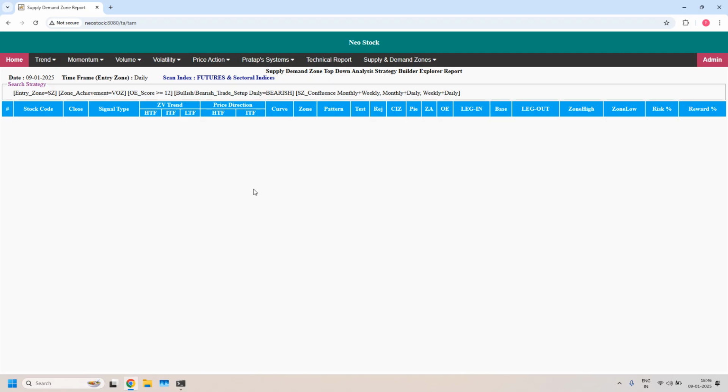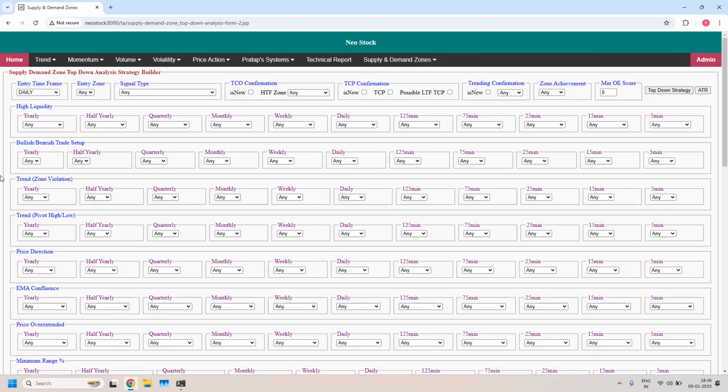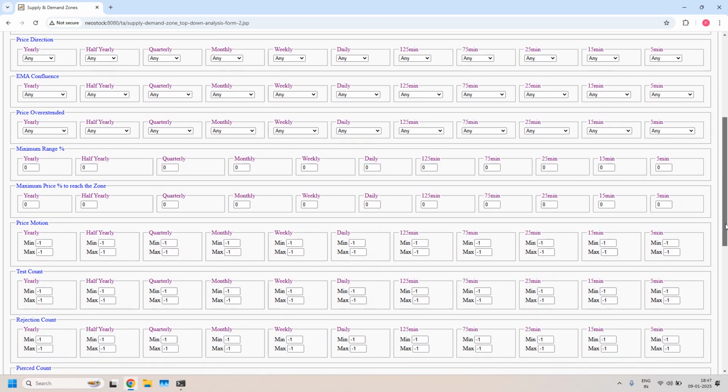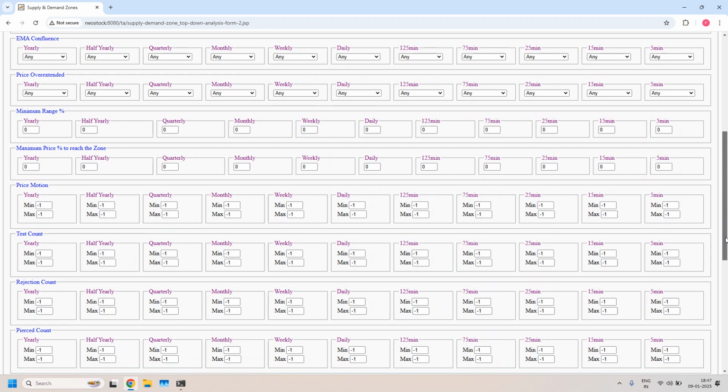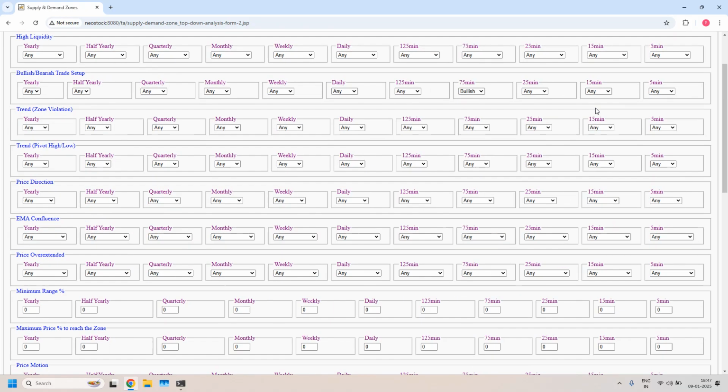Okay, fine. This is about the bearish trade setup for monthly income trade. Next, bullish trade setup for weekly income trade. Entry time frame is 75 minutes. Entry zone is demand zone. In bullish or bearish trade setup, at 75 minutes time frame, I am selecting bullish. And 75 minutes demand zones should not be pierced. So in the pierced count at 75 minutes time frame, I am setting minimum value 0, maximum value 0.